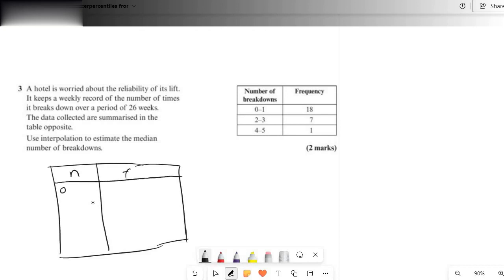So this is going to be 0 to 1.5, because if we remember from our last video, we usually subtract 0.5 from the smallest endpoint of the class boundary, and we add 0.5 to the highest class boundary. But because this is already 0 and we know that the number of breakdowns cannot be negative, therefore it will stay as 0 here.